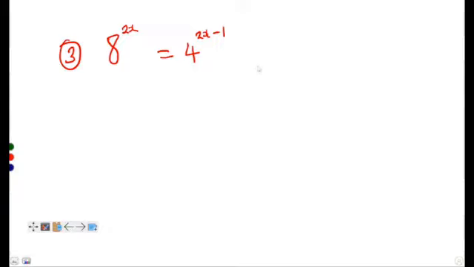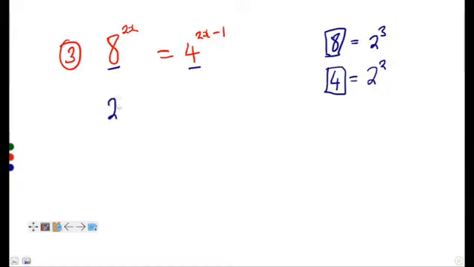They are saying solve. The first thing, look here, the base is 8, the base here is 4. Again, we can't make the base 8 become 4, and we can't make the base 4 become 8. So what we can do is, if you have 8 as your base, you can write it in index form as 2 to the power 3, because 2 to the power 3 gives you 8. Then if you have 4, you can write it in index form as 2 to the power 2, because 2 to the power 2 gives us 4. So we are going to rewrite here, we are going to have 2 to the power 3.